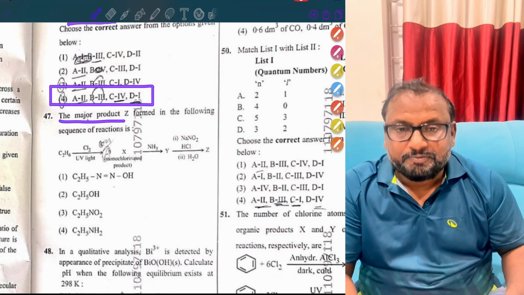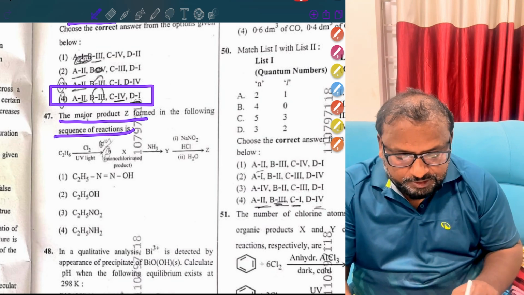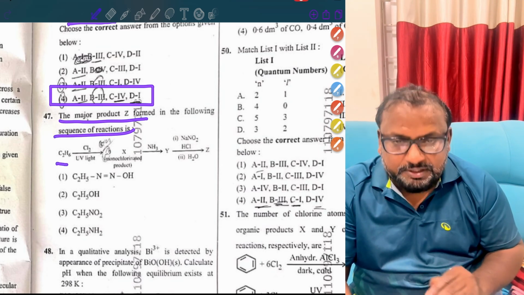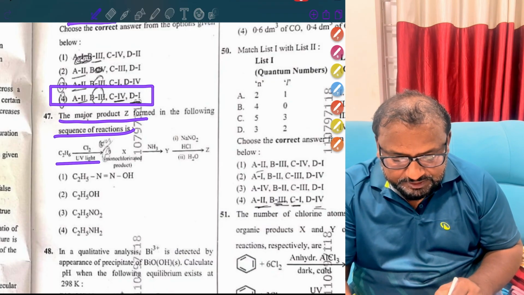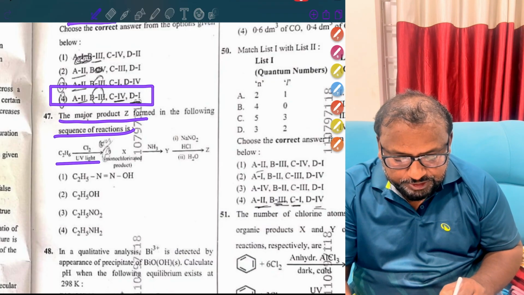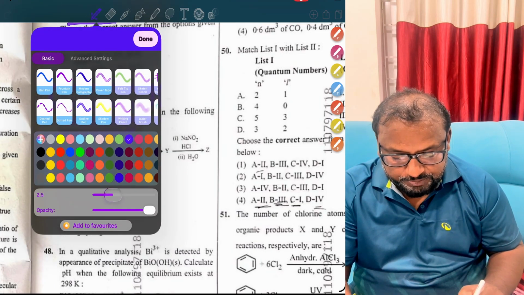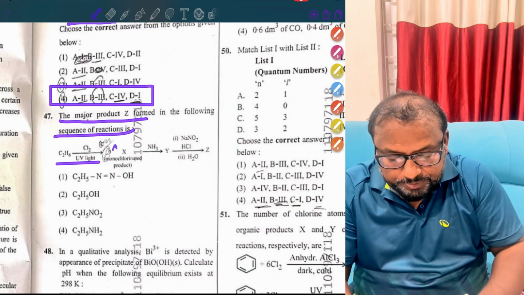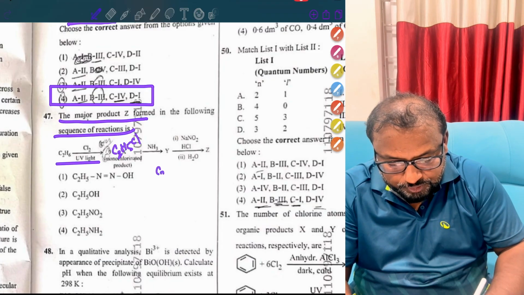So next, 47 is also from organic chemistry. Here the question asks for the major product Z in the sequence of reactions. So C2H6 undergoes chlorination in presence of sunlight. We got the monochlorination product here. So that should be ethyl chloride, C2H5Cl.